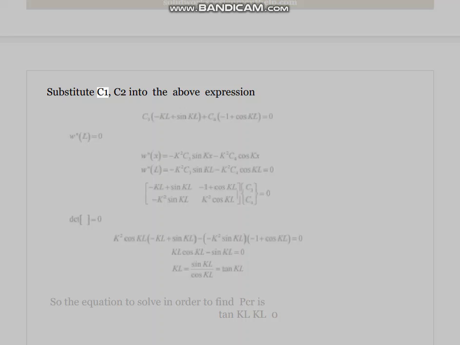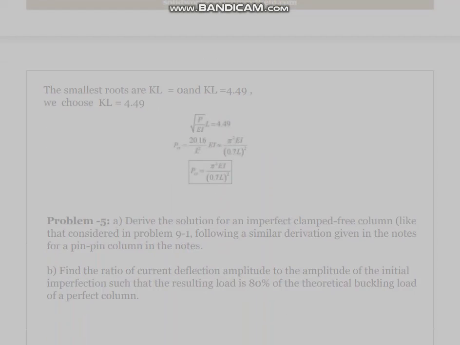Substitute C1, C2 into the above expression. So the equation to solve in order to find P_cr is tan(kL) equals kL. The smallest roots are kL equals 0 and kL equals 4.49. We choose kL equals 4.49.